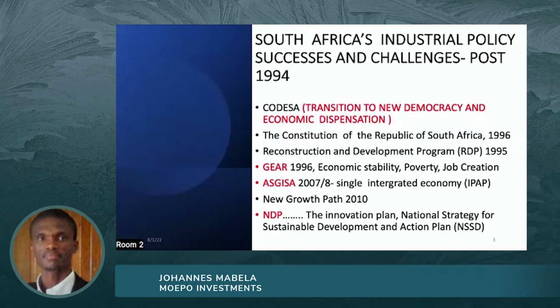And there was the policy in 1996, which addressed economic stability, poverty, and job creation. And ASGISA in 2007 and 2008, which was a single integrated economy in terms of IPAP 1 up to IPAP 3. The New Growth Path was in 2010. That's not far from where we are now. And there is the NDP from 2012 that we are busy with. Can we get to the next slide?